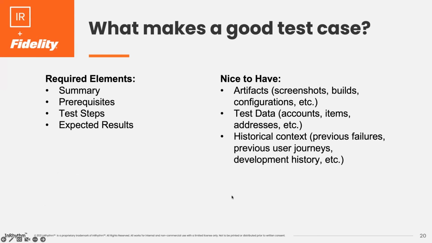So in summary, we have our required elements and we have our nice to haves. This is all stuff that we need. This, to me, is what makes a good test case. It has the summary, it has prerequisites, it has test steps, it has expected results. It breaks through what we're doing here and tries to either break or assert the success of the app, right? We want to assert success or failure in those current states.